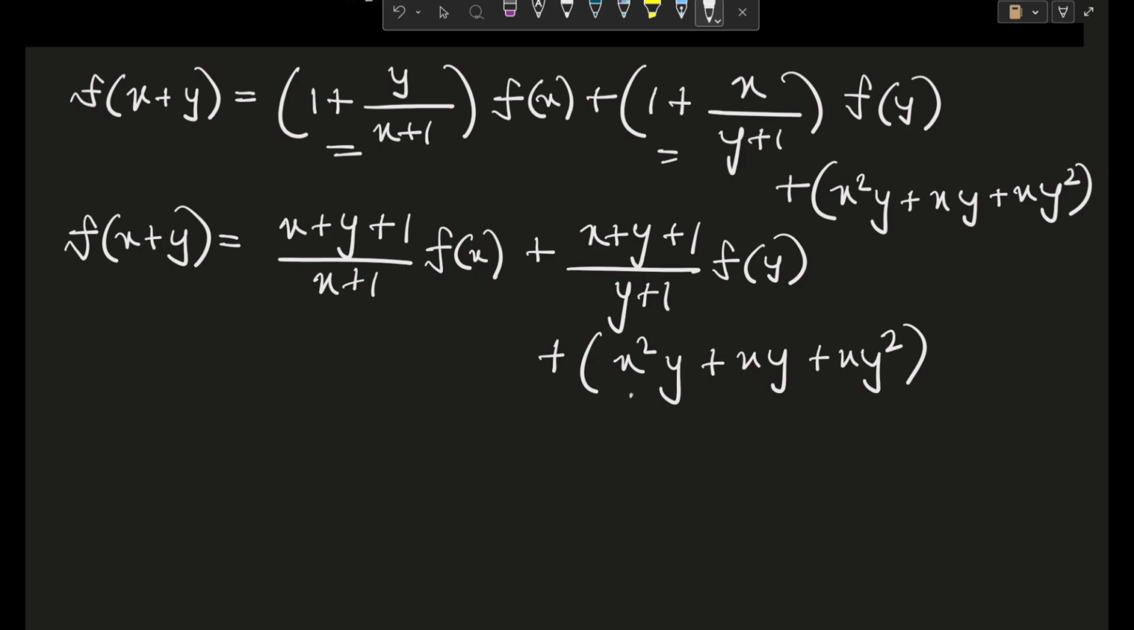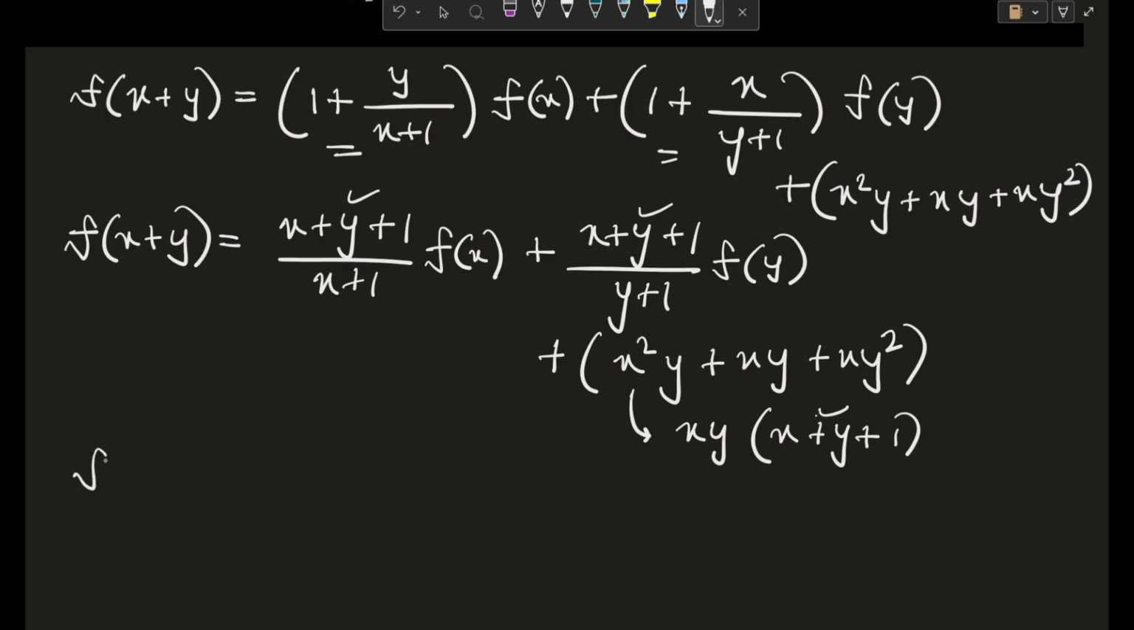And actually you can also write this term as xy times (x plus y plus 1). Now I can observe there is an x plus y plus 1 everywhere, so why not eliminate that from this RHS? What I'm doing is taking x plus y plus 1 common from all sides and taking it to the left hand side denominator. In simpler words, I would just divide this entire expression by x plus y plus 1.